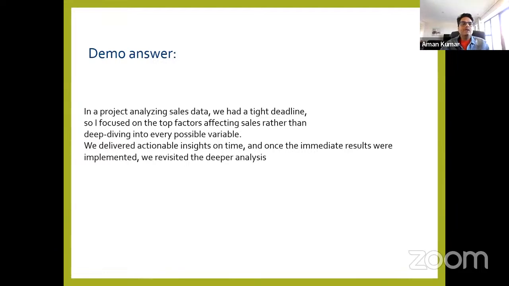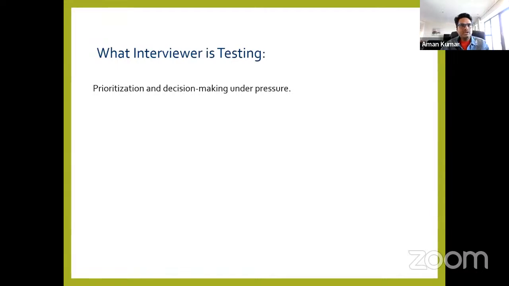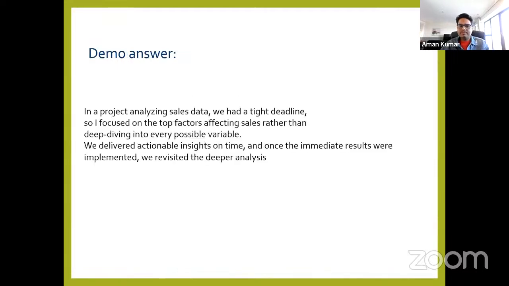For example, in a project analyzing sales data, we had a tight deadline. So I focused on top factors affecting sales rather than deep diving into every possible variable, because you have less time. We delivered actionable insights on time, and once the immediate results were implemented, we revisited the deeper analysis. So you are taking care of prioritization, you are taking care of getting things out of the door, and you are taking care of things getting delivered on time. So basically, you are prioritizing under pressure and doing the right thing. And that is what you need to say.